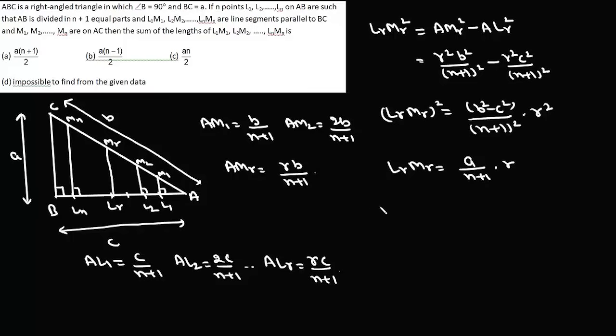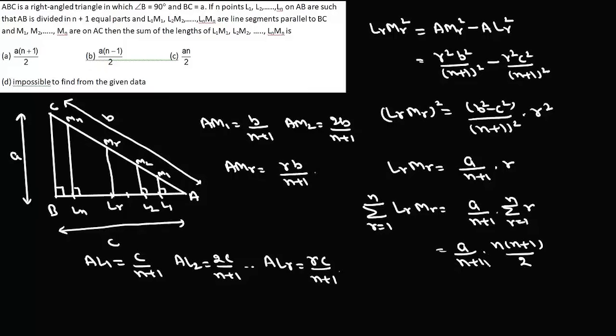Now we need to find the sum of all these lengths. So we need this summation where r varies from 1 to n of LrMr. So it will be a upon n plus 1 and then this summation of r where r varies from 1 to n. So it will be a upon n plus 1 and here will be n into n plus 1 by 2. Now n plus 1 will cancel. So the sum of all these lengths will be equal to an by 2 and that's your option C.